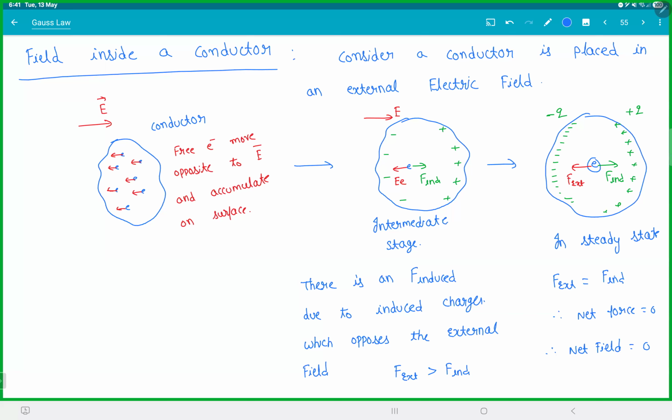So if I ask you this question, is this electron experiencing force due to the external field? Yes. Is it experiencing force due to the induced charges? Yes. What is the total force? Zero. Is that making sense? Just have a look at this. Quite an important statement here: the field inside a conductor is zero. Any doubts on this page?